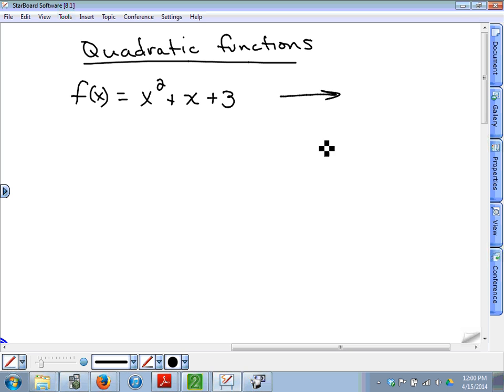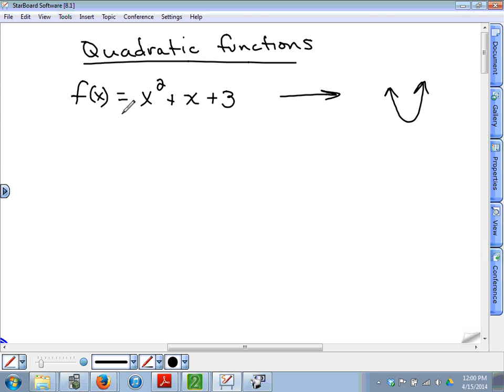The other connection you need to make is the shape of the graph. Is this the correct shape of a quadratic function's graph? No. Is this the correct shape of a quadratic function's graph? Yes. Is it a parabola? It's the U shape because it's squared. It's the parabola.